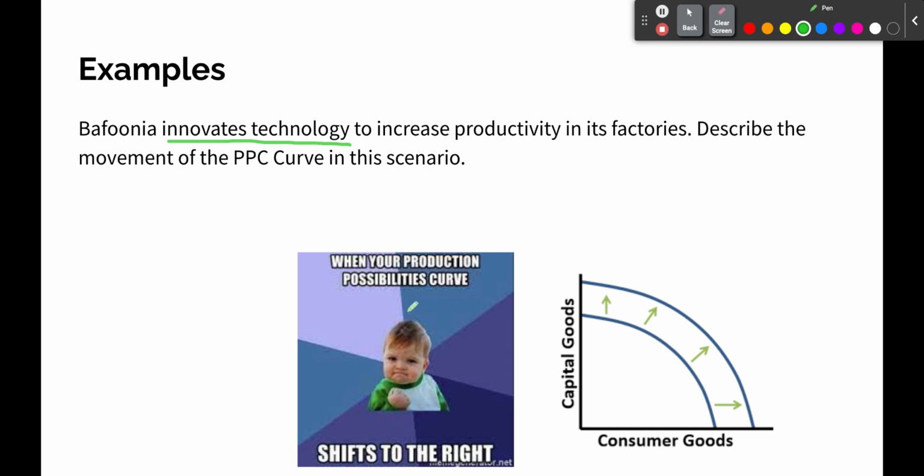Now that we've gone over all the possible scenarios, all the possible examples, I think this has been a good review.